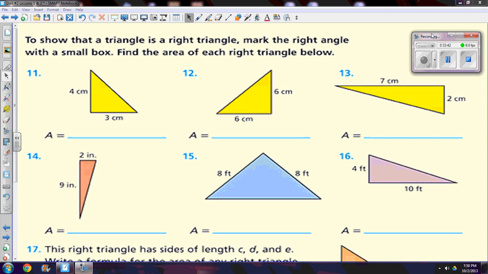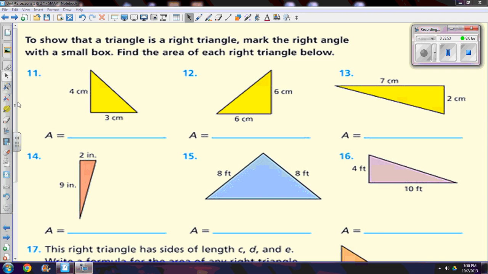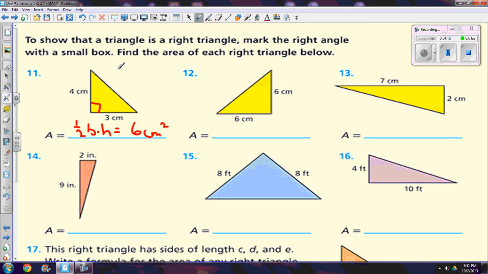And then let's look at this page. It says number 11, to show that a triangle is a right triangle, mark the right angle with a small box. Find the area of each right triangle below. So the right angle for number 11, let's go ahead and copy this down, would be right here. Area would be 1/2 the base times the height. So 4 times 3 is 12. Half of 12 is 6 centimeters squared. And again, if I were to draw, oops, that's a very good job here. There's my triangle, making my rectangular square.